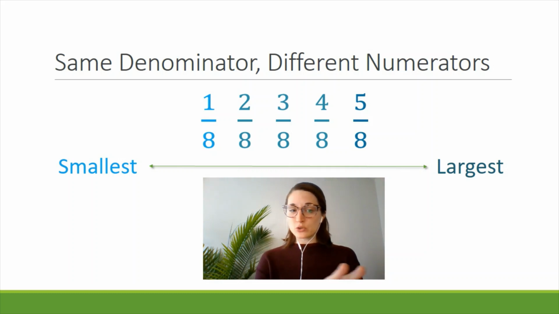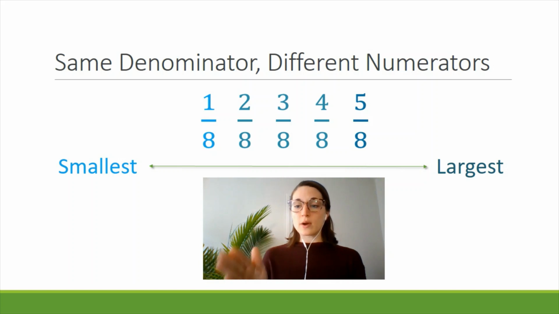So if we see a string of numbers like the one on the screen, where the denominator is all the same, we can show which fraction is the smallest by which one has the smallest numerator, and then go up to which one has the largest numerator. 1/8, 2/8, 3/8, 4/8, 5/8, and so on.